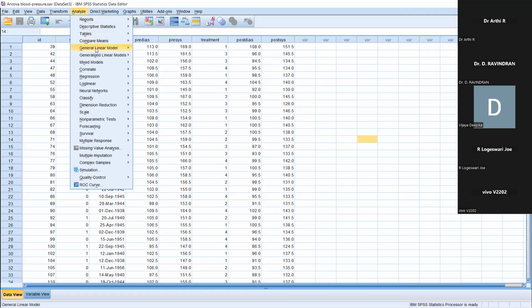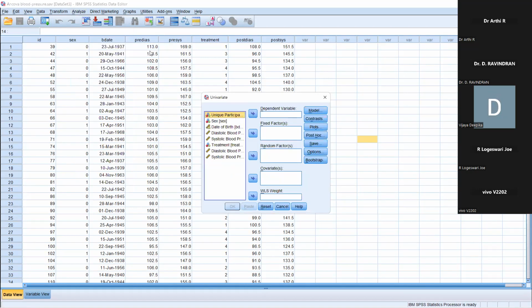So go to Analyze, General Linear Model, Univariate. Why univariate? Because we have only one dependent variable. What is a dependent variable? It is the post-diastolic pressure after treatment. Fixed factor is treatment. Diastolic pressure before treatment is coming here as the covariate.